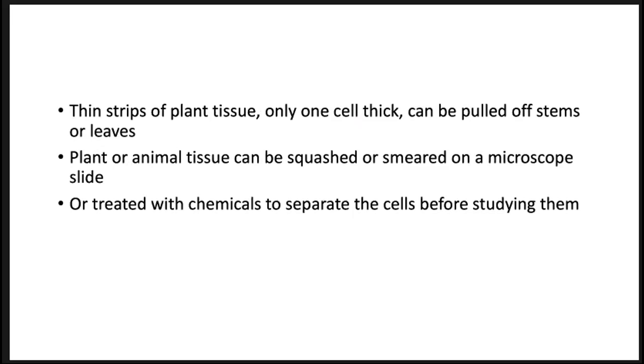So making sections is not the only way to study cells. Thin strips of plant tissue, only 1 cell thick, can be pulled off from stems or leaves. So it's easy to pull off strips from a plant tissue. However, for an animal tissue, you can squash them or smear them on a microscope slide. That is, you spread them on a slide. And then they're treated with chemicals to separate the cells before studying them. Chemical treatment basically ensures that the cell's shape, its cell surface and intracellular structures remain intact, and the chemicals preserve them.